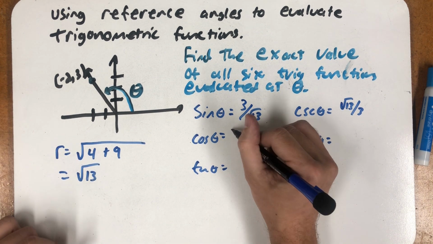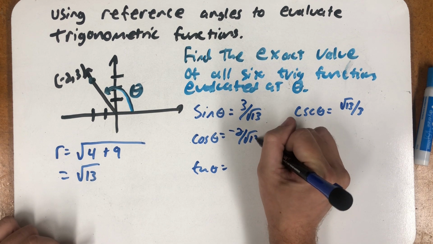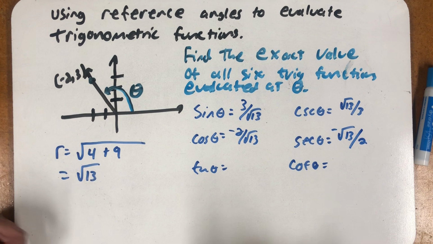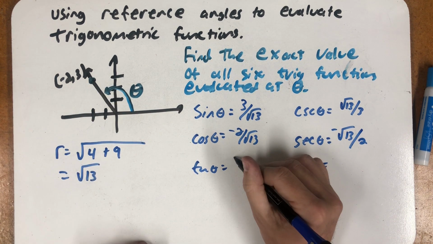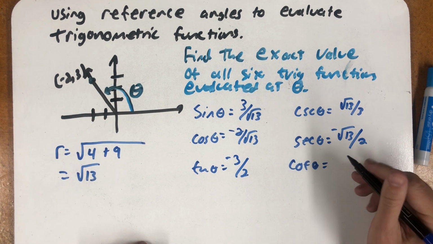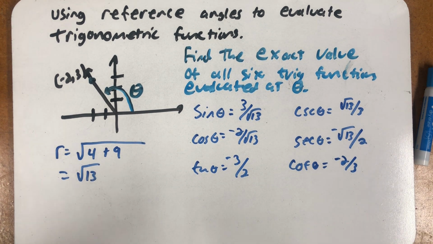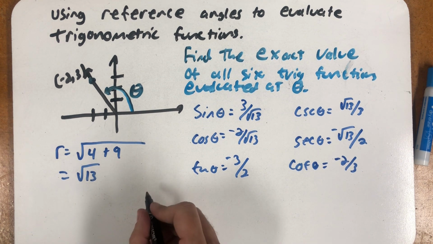Cosine's x over r, -2 over root 13. And again, we can go on and take its reciprocal. And then finally, tangent, the y over the x. Take its reciprocal. And those are my 6 trigonometric functions evaluated at my angle. But now I want to see what happens if instead of doing that, I evaluate my trig functions at the reference angle.